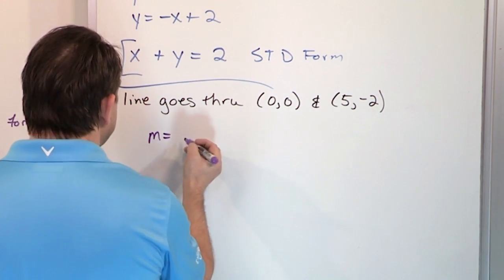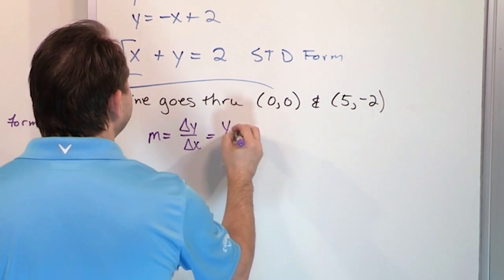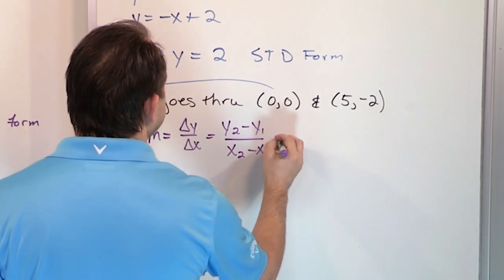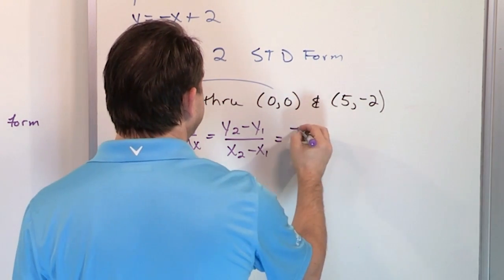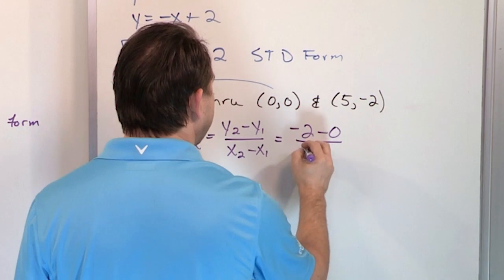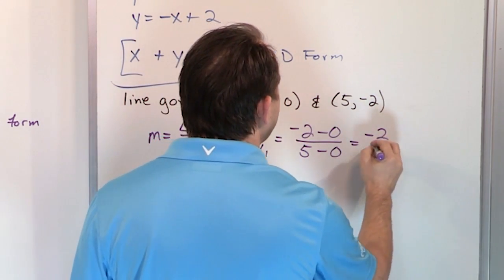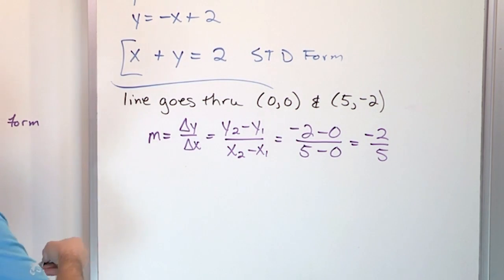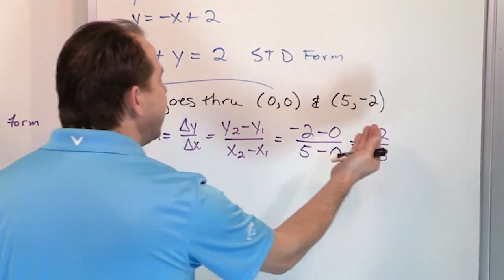So m is equal to delta y over delta x, which, just to refresh your memory, is y2 minus y1 over x2 minus x1. So we're going to go this direction, subtraction-wise. We'll have negative 2 for y minus this y, which is 0, and then 5 minus this x, which is 0. So we'll have negative 2 over 5. So the slope is negative 2/5, right? Negative 2/5.